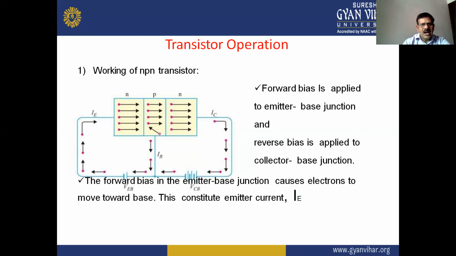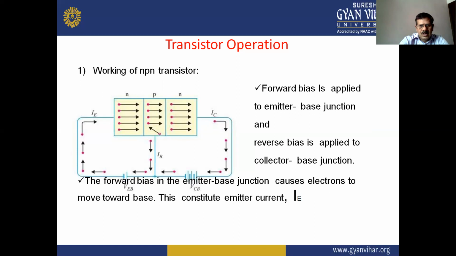With the supply voltage VEB, the emitter diode is forward biased. With the applied voltage VCB, the collector diode is reverse biased. So forward bias is applied to the emitter base junction and reverse bias is applied to the collector base junction. So junction J1 is forward biased and junction J2 is reverse biased in the transistor.